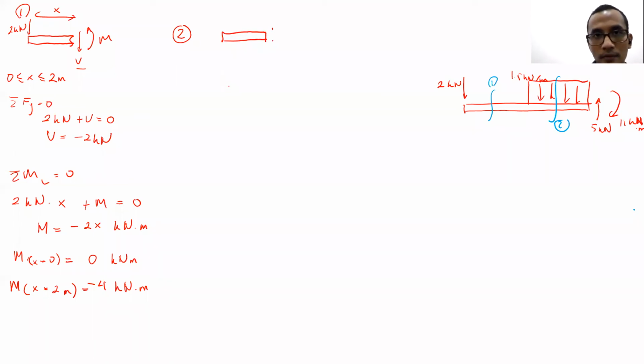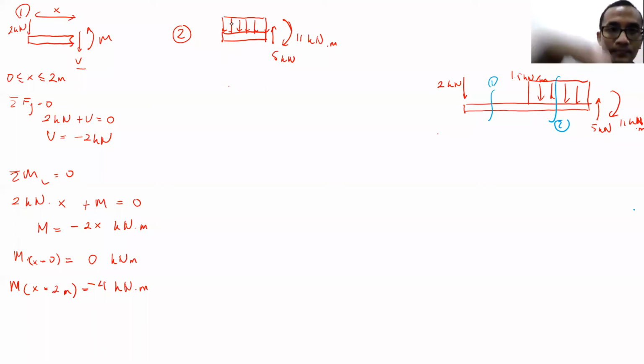Yes, sir. We have 5 kilonewton and we have 11 kilonewton meter, and then we have distributed load, 1.5 kilonewton per meter. And then in the section there, left section there, what will we have there? We will have V and moment. But what is the direction?